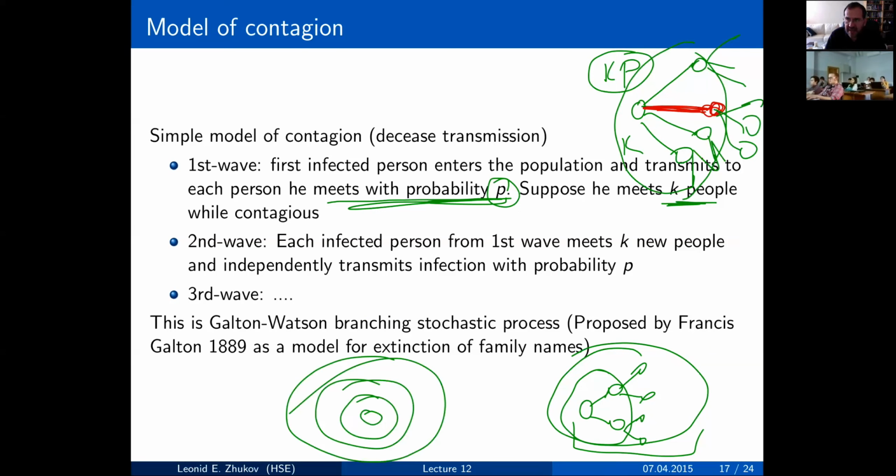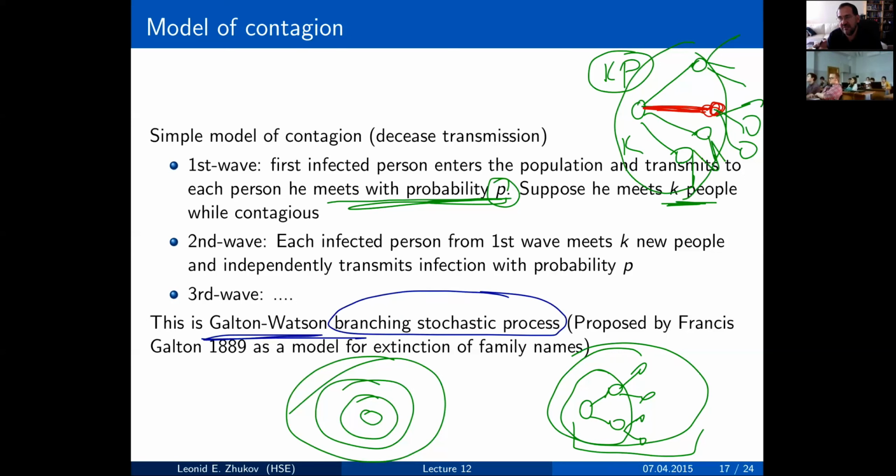Now, the mathematics that we're going to discuss is also very ancient. It was actually used by Galton-Watson, that's the idea of branching stochastic process. And this is the modern name for what we're going to do. It's branching stochastic process. It was proposed by Francis Galton, 1889, as a model for extinction of the family names.